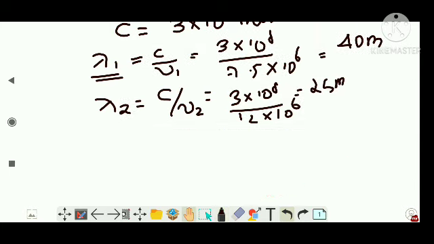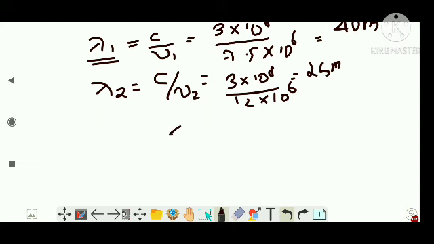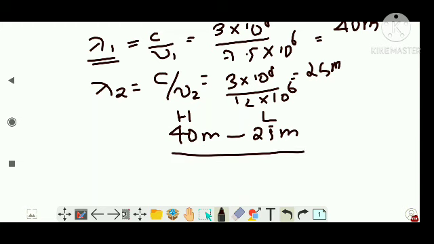So that means the wavelength range is how much? From 40 meter to 25 meter. This is the highest wavelength, this is the lowest wavelength. Clear? Simple, right? So the band of wavelength is found.